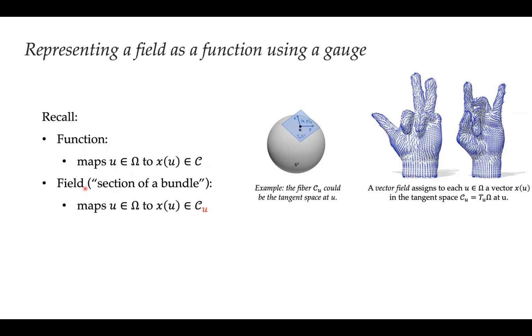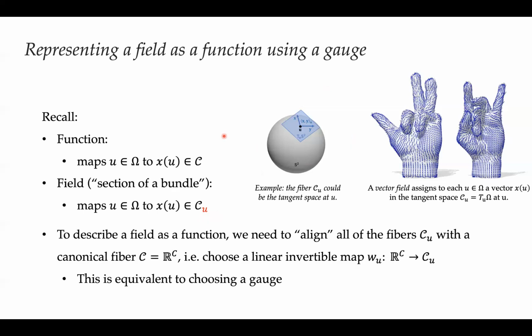A field is slightly different in that it maps a point in the base space, or in the domain omega, to a point x of U, which lives in a space that is itself parameterized by U. So again, the tangent plane is an example. For every point on the manifold, there's a different tangent plane, and although they all look alike in that they're all two-dimensional vector spaces, they are not the same. The mathematical way to say it is they are isomorphic, but not canonically isomorphic. There are many ways to align them.